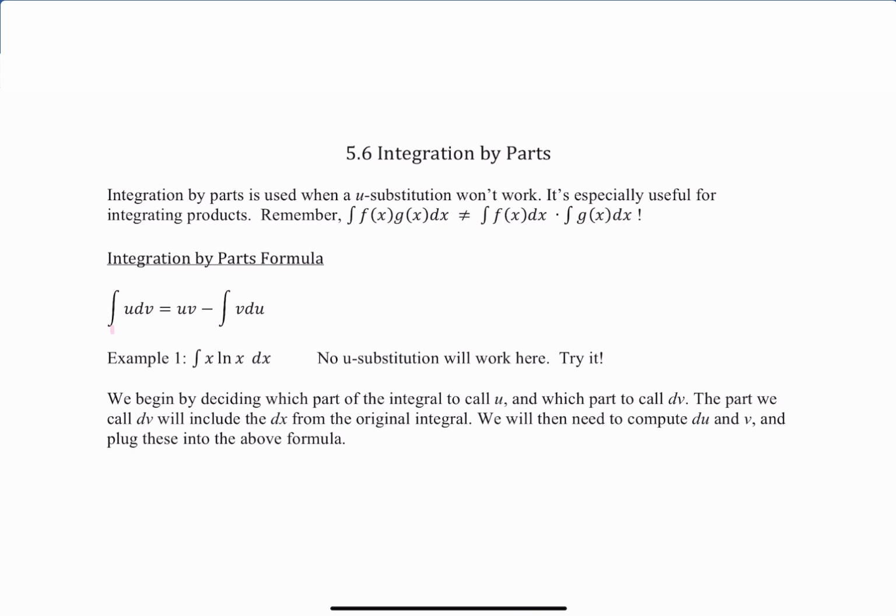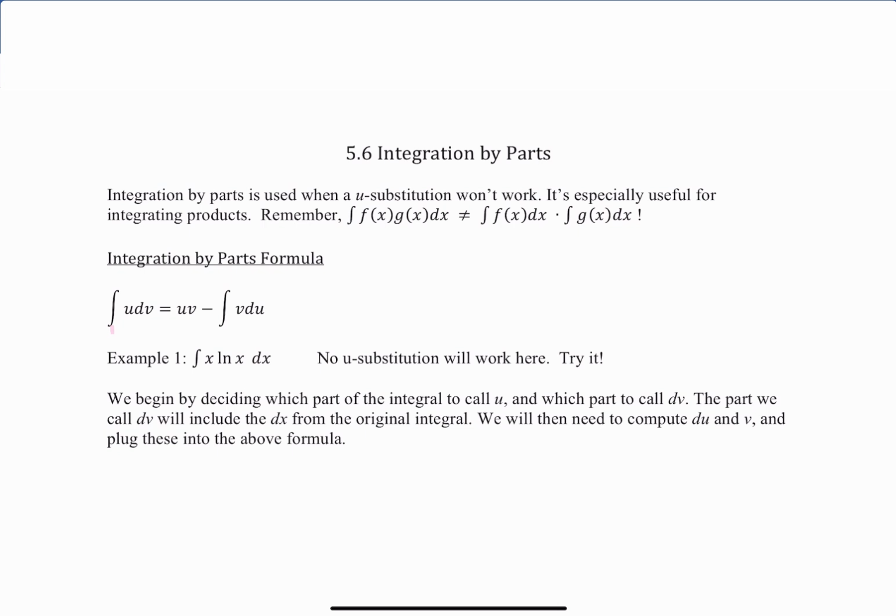Remember, the integral of f times g is not the integral of f times the integral of g. Sometimes we can use u substitutions in this situation, but sometimes we can't. And it's when you can't use a u substitution, in other words, when none of the u substitutions will work, that's when you use integration by parts.